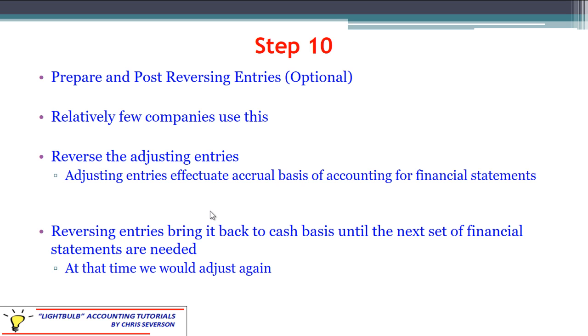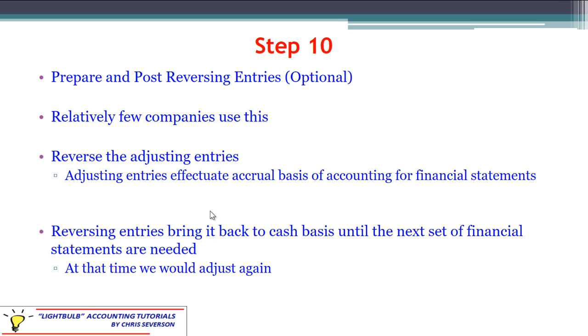Finally, we have step 10. This is an optional step. Not all that many companies use this in this day and age, but these are known as reversing entries. Now, what they're doing, they're reversing the adjusting entries. That's what they're doing. So the thought here is that we needed those adjusting entries to prepare the financial statements under the accrual basis of accounting.